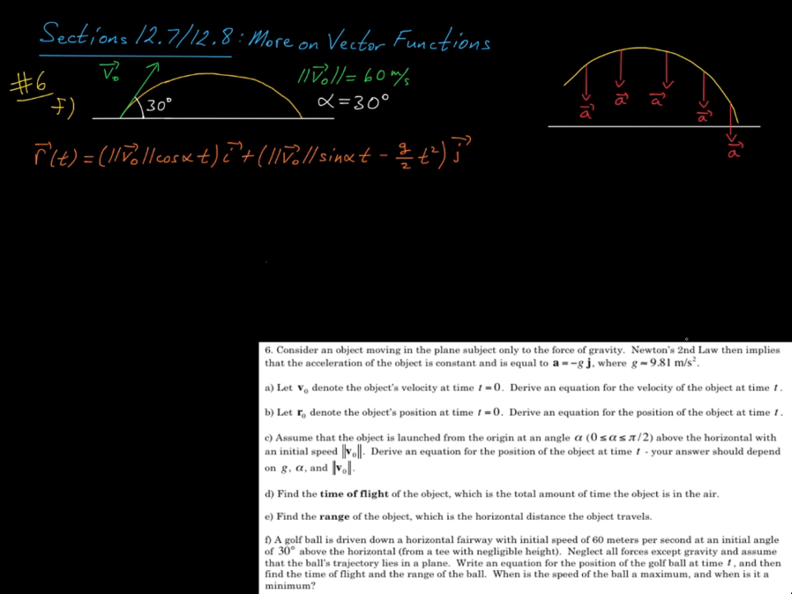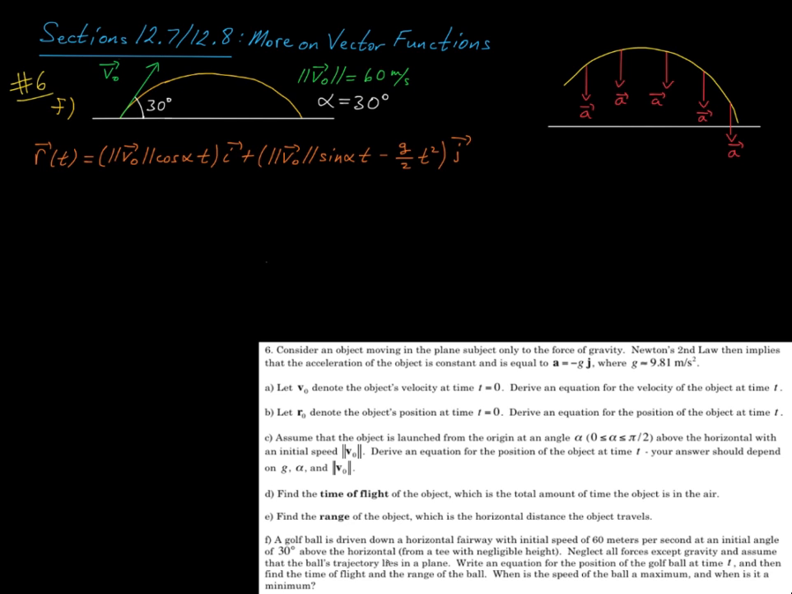And this says a golf ball is driven down a horizontal fairway with initial speed of 60 meters per second at an initial angle of 30 degrees above the horizontal from a tee with negligible height. So again, we're just assuming we're launching it from the origin. Neglect all forces except gravity and assume that the ball's trajectory lies in a plane. Write an equation for the position of the golf ball at time t, and then find the time of flight and the range of the ball.